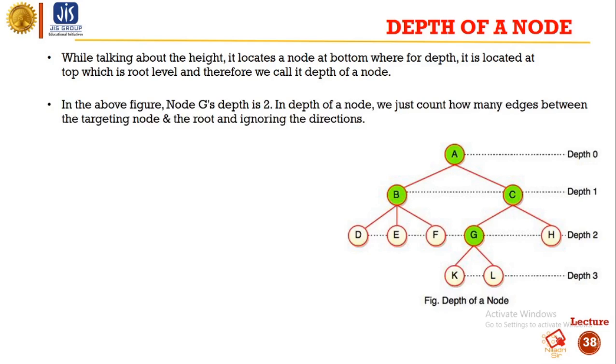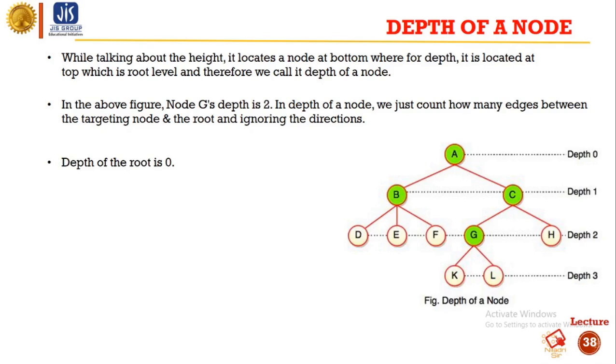In the above figure, node G's depth is 2. Why? For the depth of a node, we just count how many edges are between the target node and the root node. Here our root node is A. To traverse from A to G, we have to traverse 2 edges. That is why the depth of node G is 2.